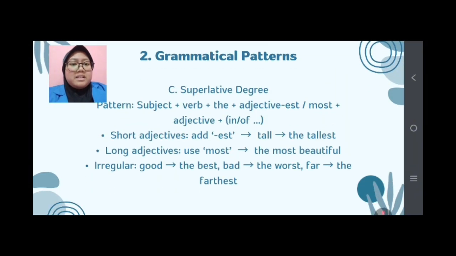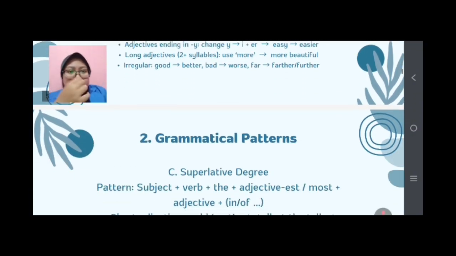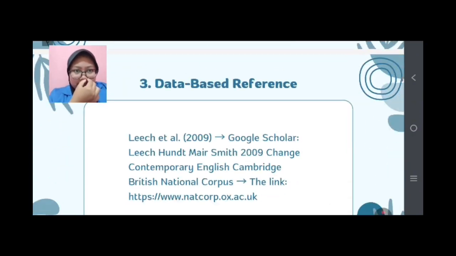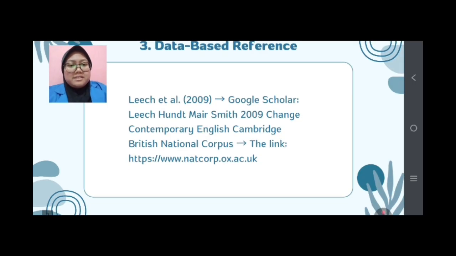Superlative degree. Pattern: subject plus verb plus "the" plus adjective plus "est" or "most" plus adjective plus "in" or "of". Short adjective: add est, tall, the tallest. Long adjective: use the most beautiful. Irregular: good, the best; bad, the worst; far, the farthest. So this is the database reference I use.